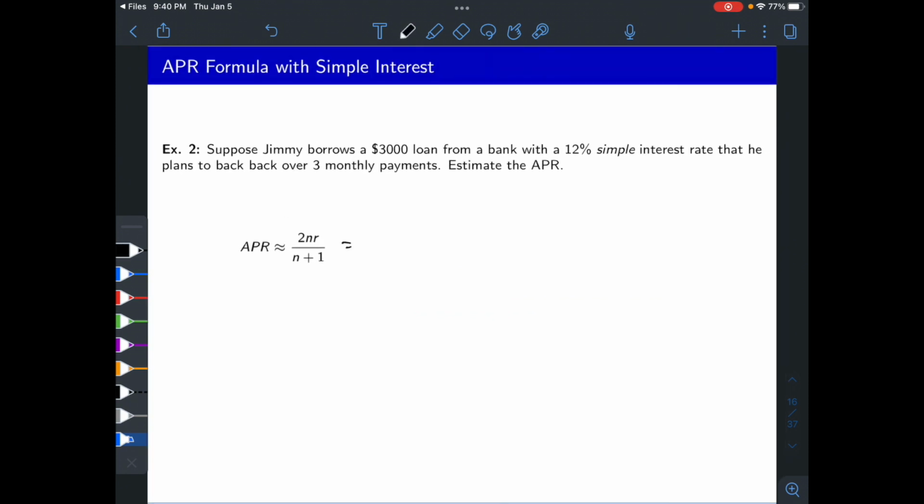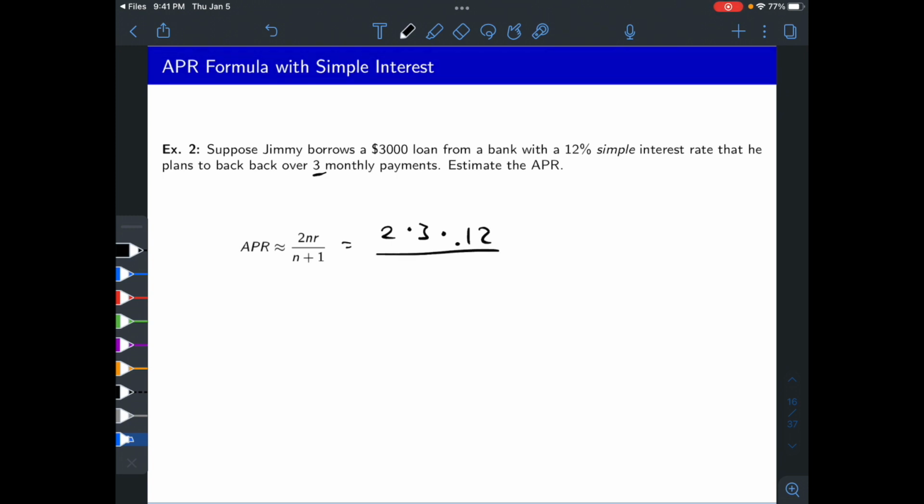So 2 times N times R. What is N? N is the number of payments. He's making this in 3 monthly payments. R is the simple interest rate, so that's just 0.12, 12%.